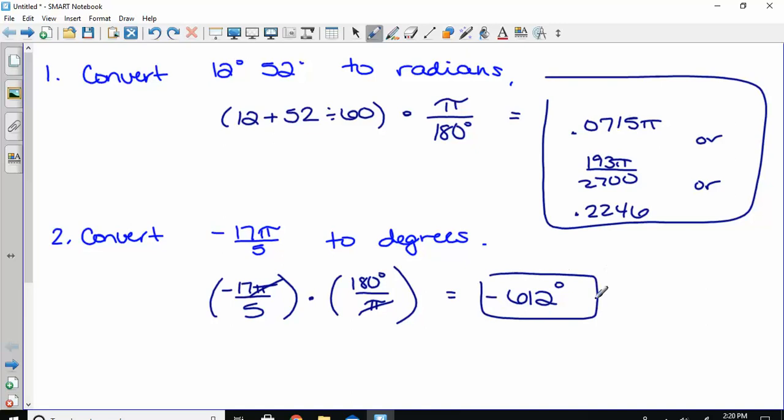If you mean degrees, you have to put degrees. If I just say 10, is that degrees or radians? Radians. So any number without a unit is radians. If you want degrees, put a degree sign. Are we okay on conversions?